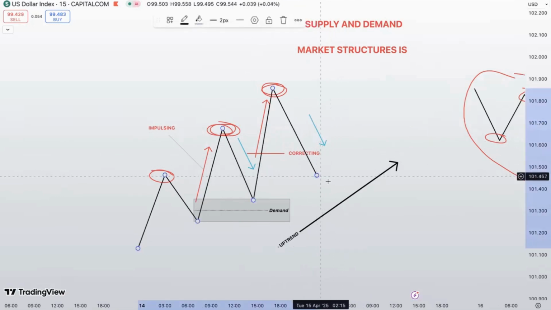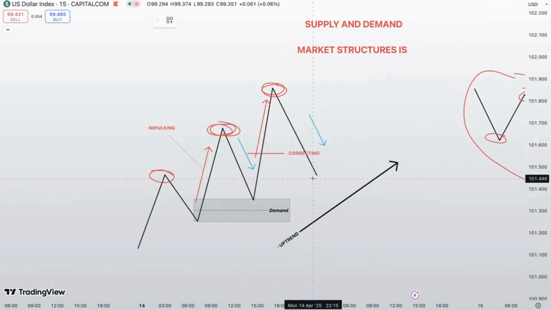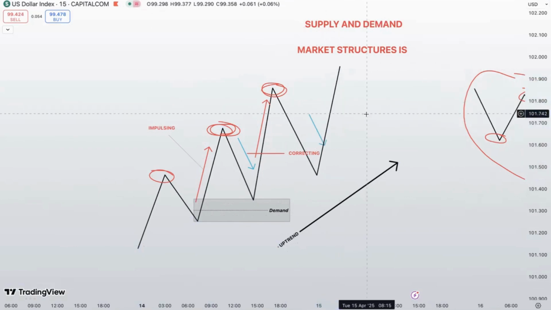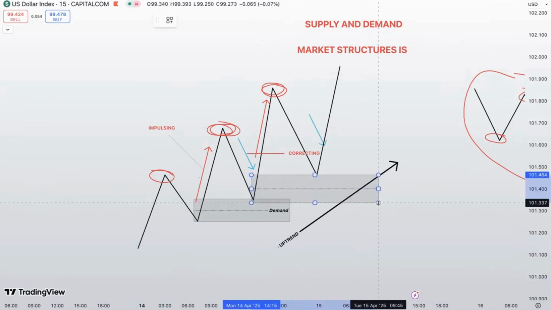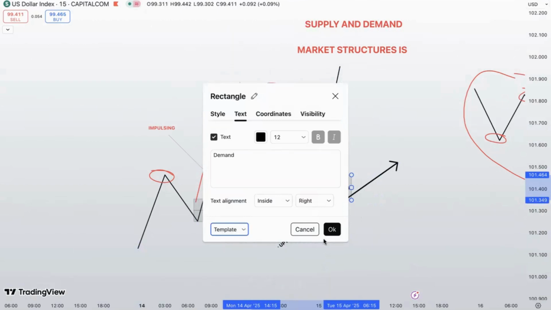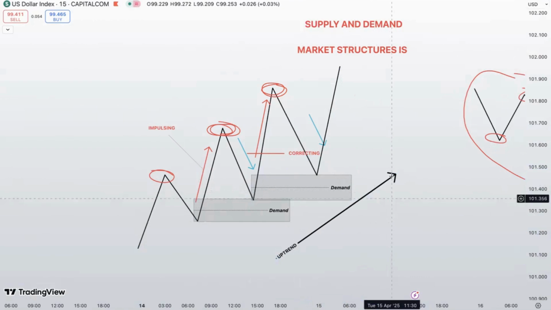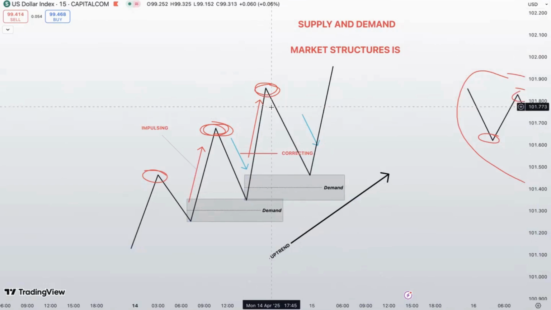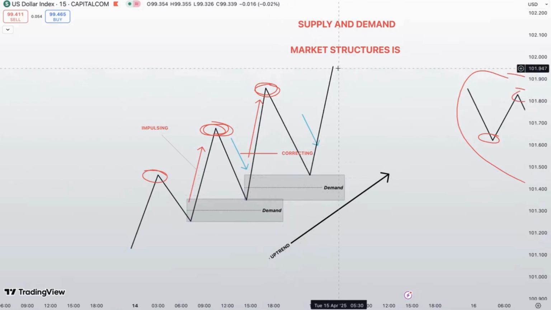Now if the market respects this area right there and then decides to advance towards the upside, what would we call this area right here? Exactly, we would call that area a demand. That will be our demand. So basically demand only appears in an uptrend. When the market comes back down after an impulse move, comes back to mitigate, respects that low and then advances towards the upside, that's what we call your demand. And don't worry, we are going to look into how to identify your demand and your supply properly.